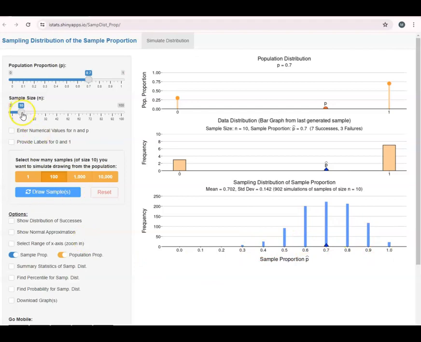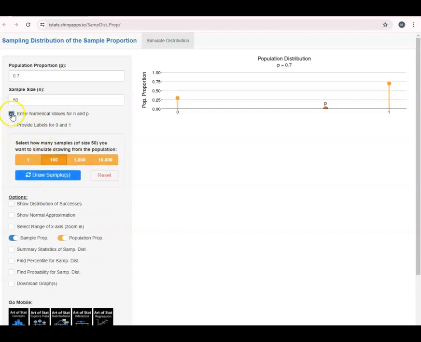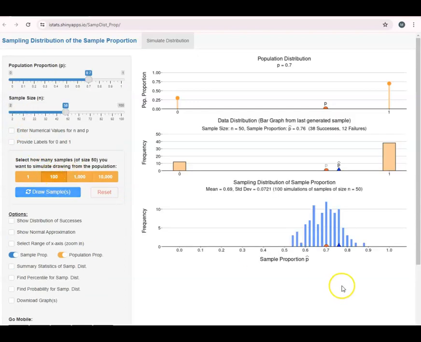I'm going to increase my sample size. I'm going to reset this, and I'm going to increase my sample size to, let's say 50. And I'm going to draw 100 samples at a time again. And there's my graph right now. So here's 100 simulations, size 50 each. Notice my mean again is 0.69, very close to the population proportion of 0.7. And we'll come back to the standard deviation in a second, but what I want you to notice now is that the graph has less spread. Do you see that? It wasn't nearly as spread out as the previous graph.